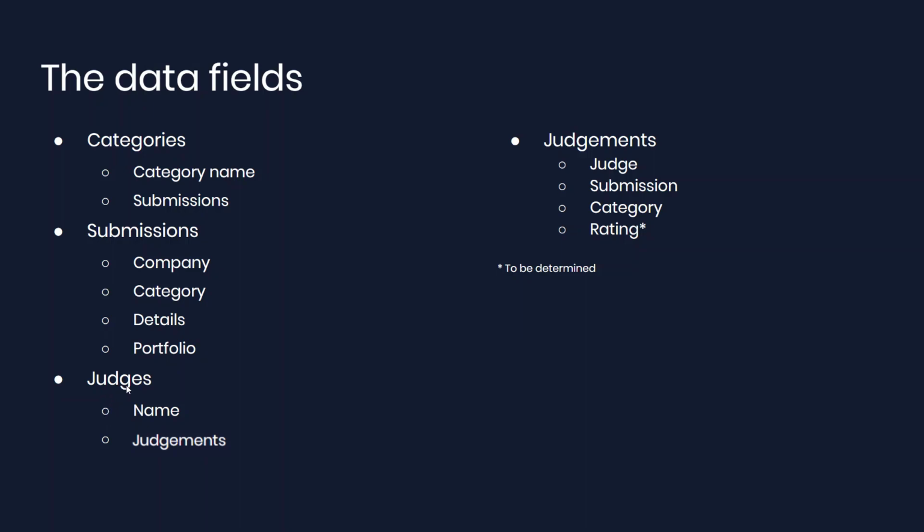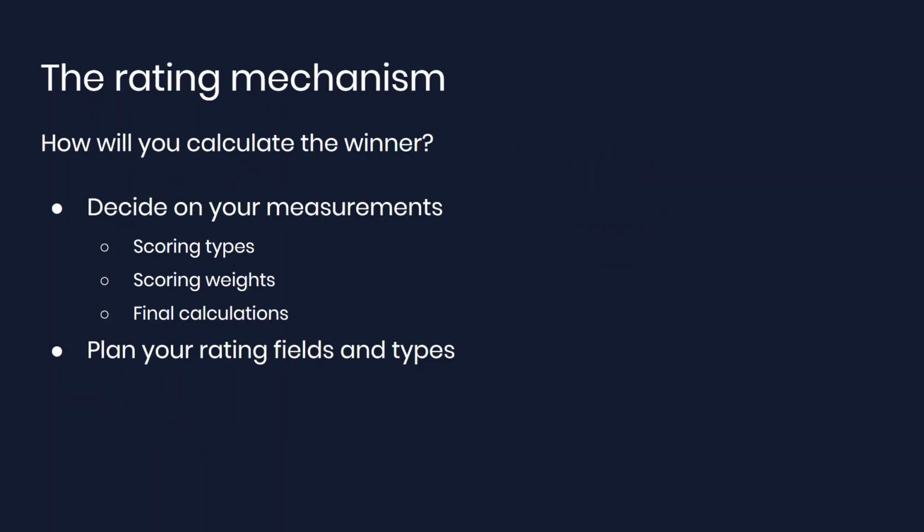Next, we want the judges here, and we're going to capture their name, and we also want to relate all of their judgments. And then finally, up here, we have our judgments, which will be the judge who is providing that judgment, the submission that they are judging, as well as the category that submission is in, and then also the rating options. You'll see here it says to be determined, because that's the next area that we will need to ensure we have covered.